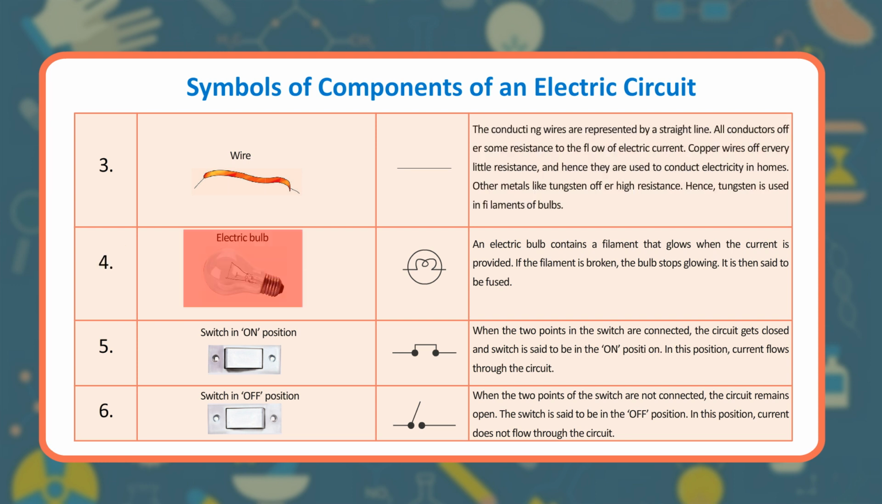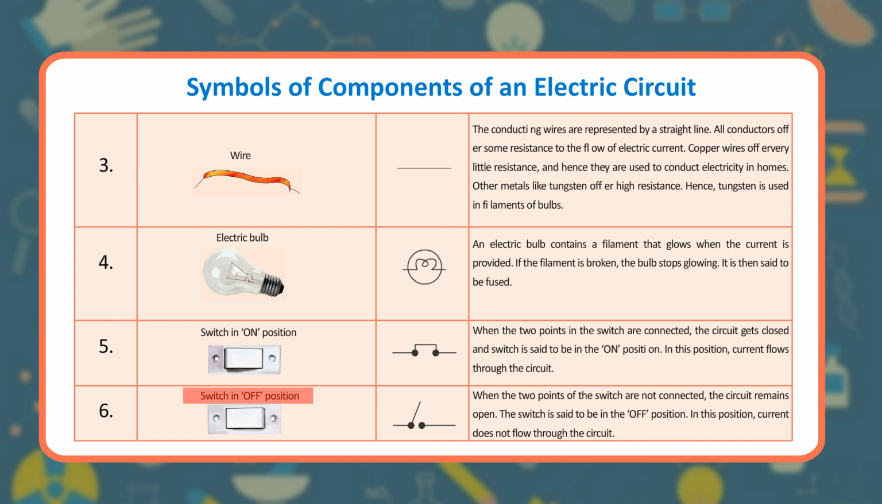4. Electric bulb. An electric bulb contains a filament that glows when the current is provided. If the filament is broken, the bulb stops glowing. It is then said to be fused. 5. Switch in on position. When the 2 points in the switch are connected, the circuit gets closed and the switch is said to be in the on position. In this position, current flows through the circuit.